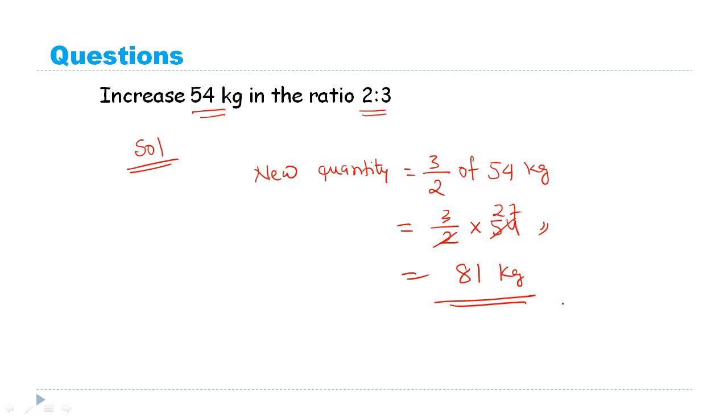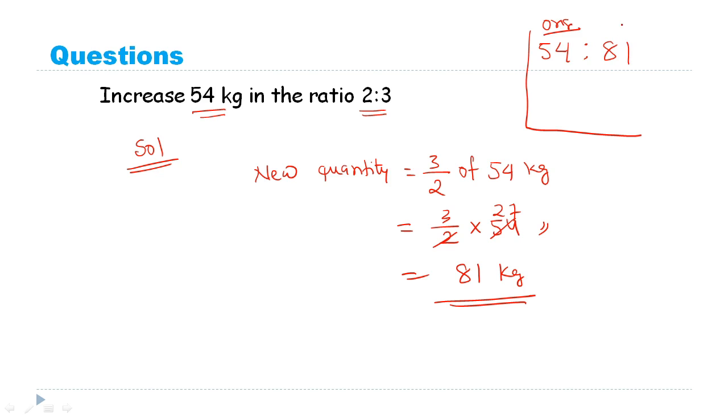Okay. Actually now you see, I'm telling you the things behind this maths. If you find the ratio of 54, the original quantity, and the new quantity, that is 81.